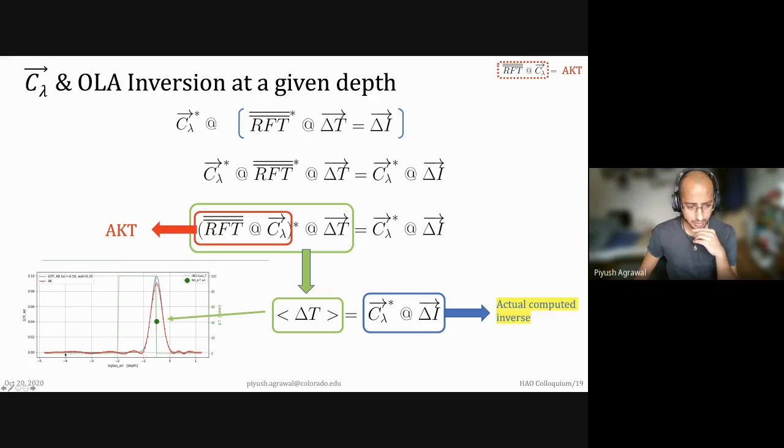Let me explain. In the background, the green curve corresponds to the delta T perturbation that I'm trying to invert for. This is the difference between the real atmosphere and the guess atmosphere. The red is the averaging kernel, and the blue is the target function. So in OLA, once you have found these coefficients and constructed your averaging kernel, the inversion at this depth basically corresponds to this green dot, which equals this red curve multiplied by this underlying green curve.